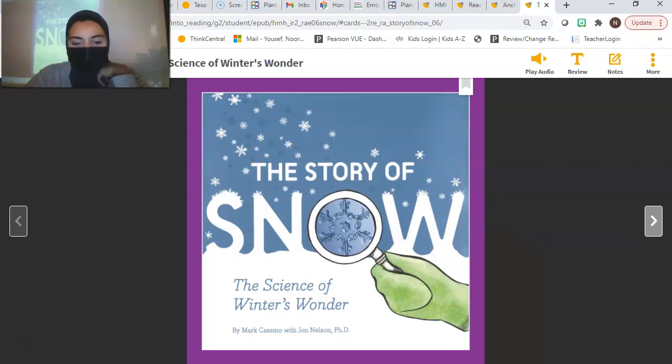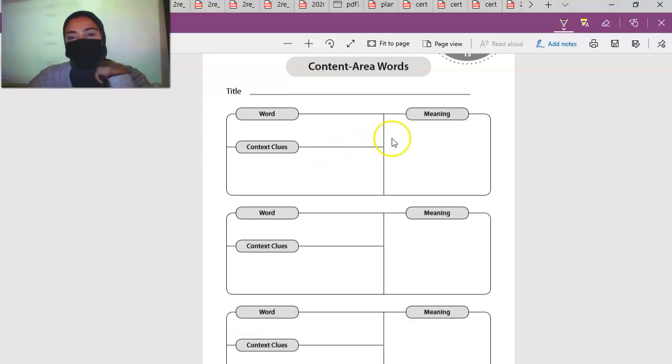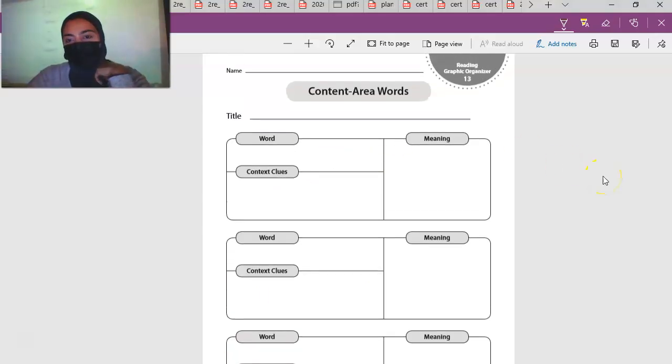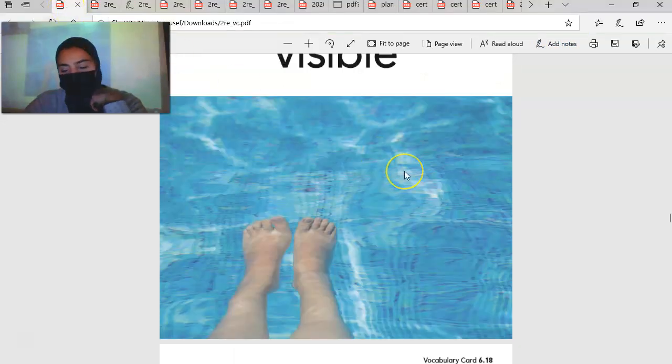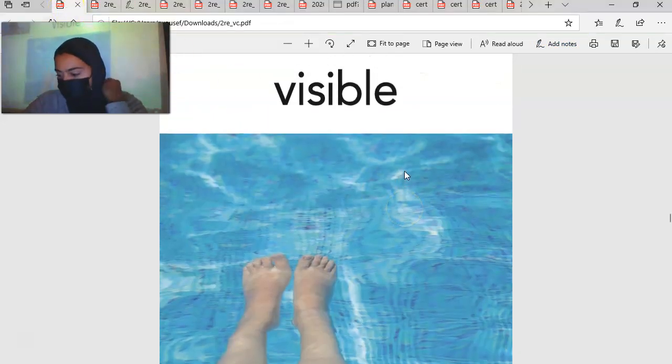Before we read the story, you will need your Content Area Words reading graphic organizer 13. It's located in your HMH packet. Now, before we start on that, there are some important vocabulary words we have to understand before we start reading.